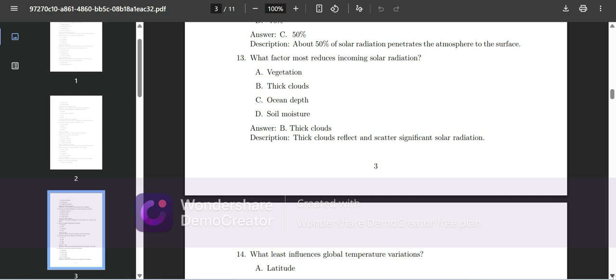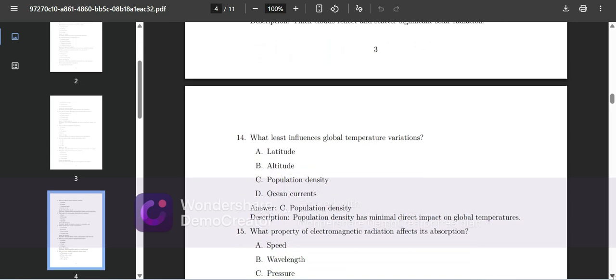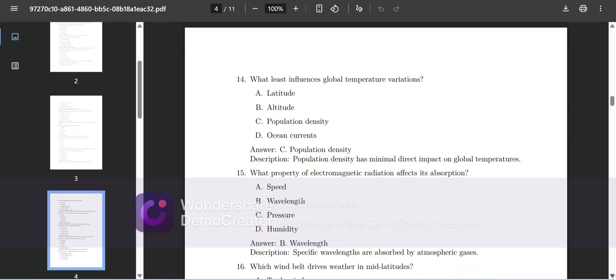What factor most reduces incoming solar radiation? Thick clouds. Thick clouds reflect and scatter significant solar radiation. What least influences global temperature variations? Population density. Population density has minimal direct impact on global temperature.